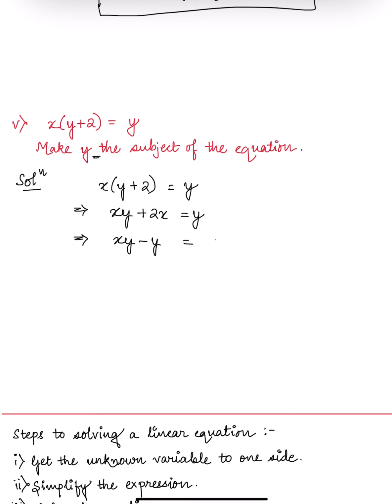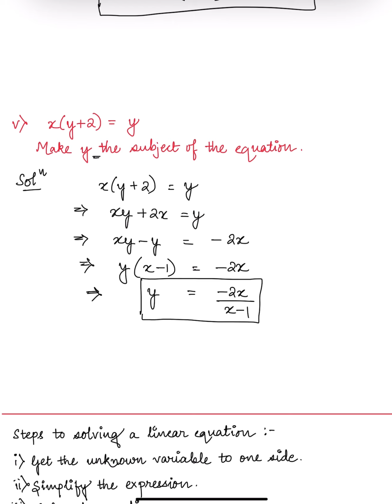minus y is minus 2x, right? Now we can take y as common because y should be the subject. So that makes it y into x minus 1 equal to minus 2x. Now we can just divide. Y will be minus 2x by x minus 1. So this makes y the subject of the equation.